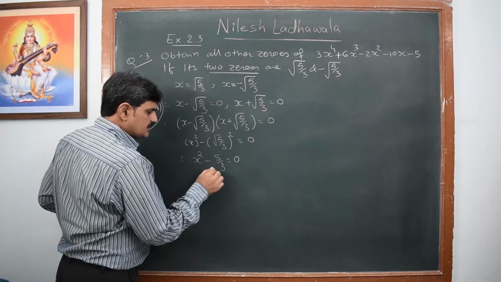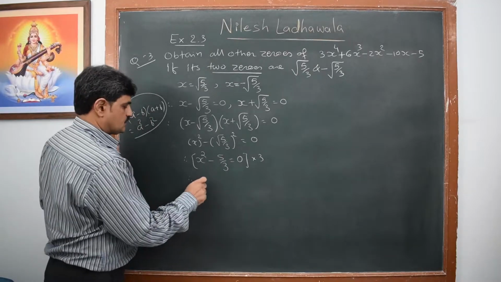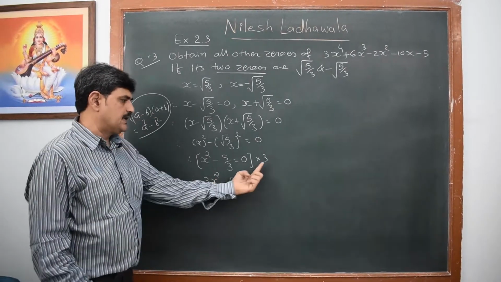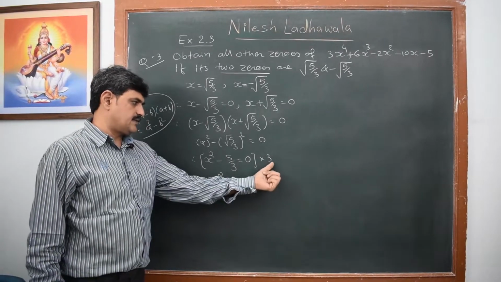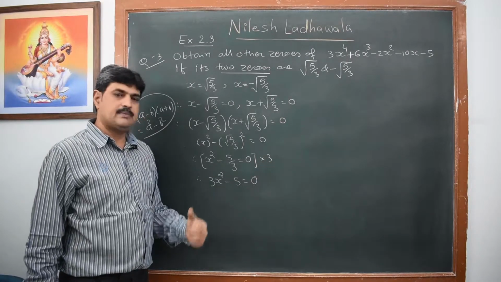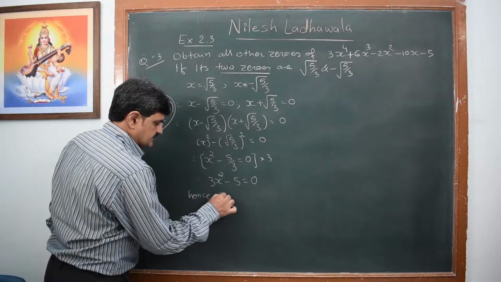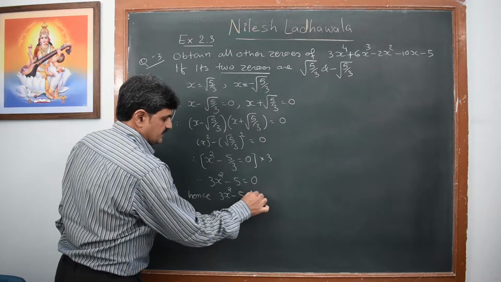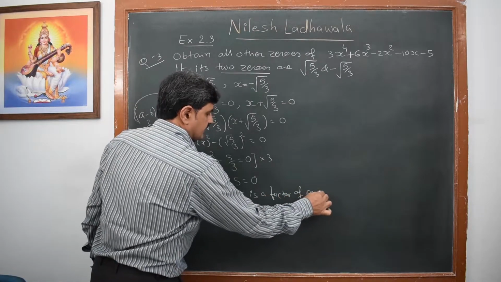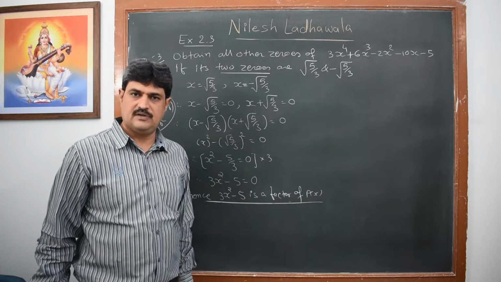Now this is 0. Now I can multiply the equation with 3. So I have 3x square minus 5 is equal to 0. 3 multiplied by x square, 3x square. 3 multiplied by 5 by 3, 3 will be cancelled, hence it is 5. 3 multiplied by 0, it is 0. Hence we can say that 3x square minus 5 is a factor of p of x.